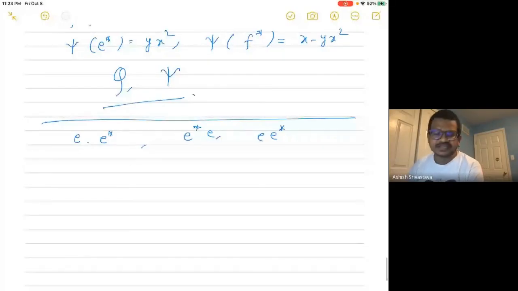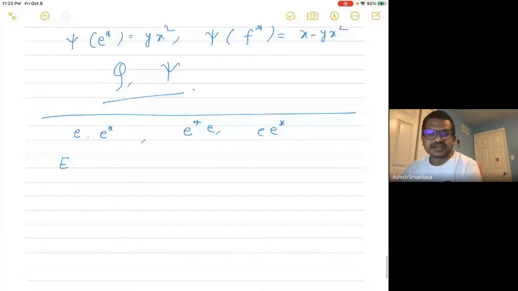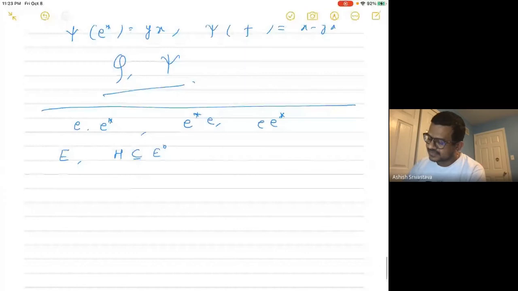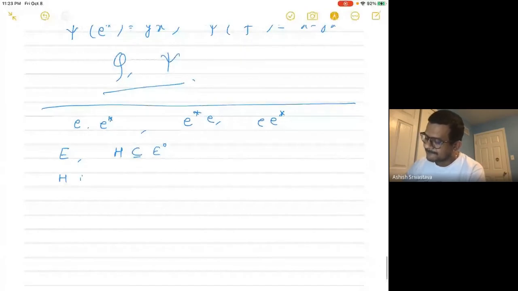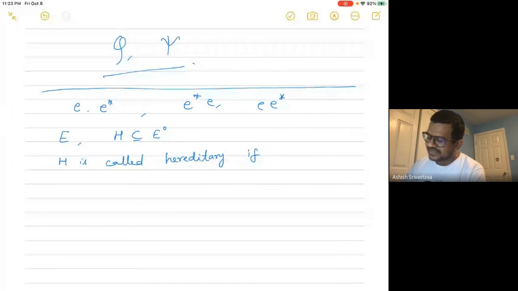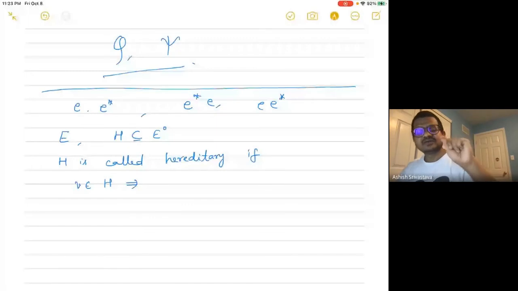So first of all, again, suppose E is a directed graph, okay? Then we use the word hereditary for a subset H of E naught. So what do we mean by that? So H is called hereditary if anytime a vertex V is in H, that implies that any vertex for which there is a path from V to W is also so.